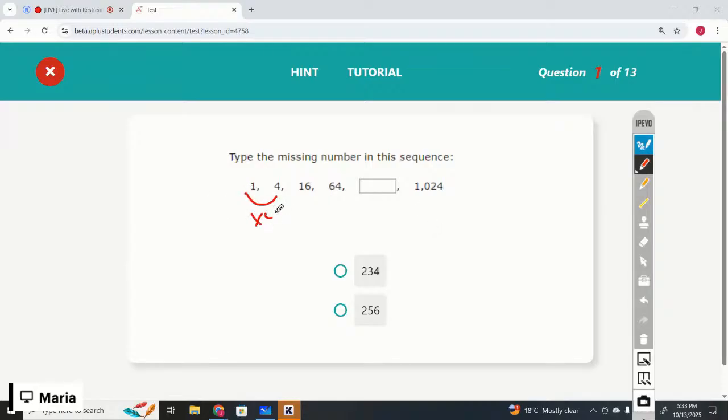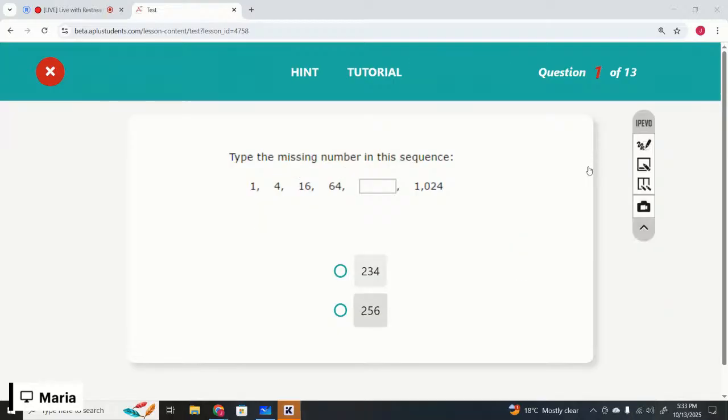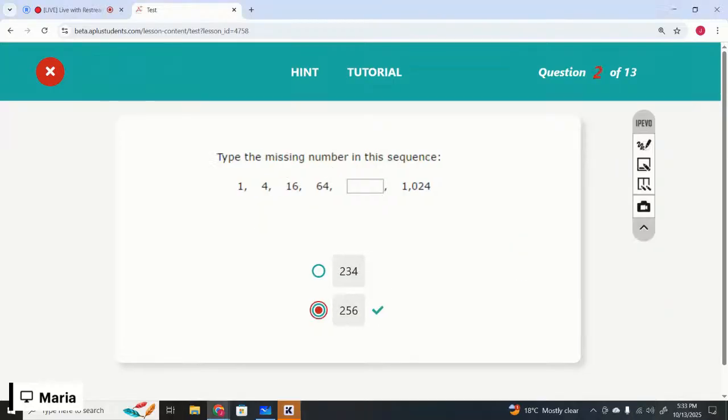So 1 times 4 is 4, 4 times 4 is 16, 16 times 4 is 64. You have to do 64 times 4. 4 times 4 is 16, 4 times 6 is 24, and 25. So the missing number is 256. Option number 2 is the correct option.